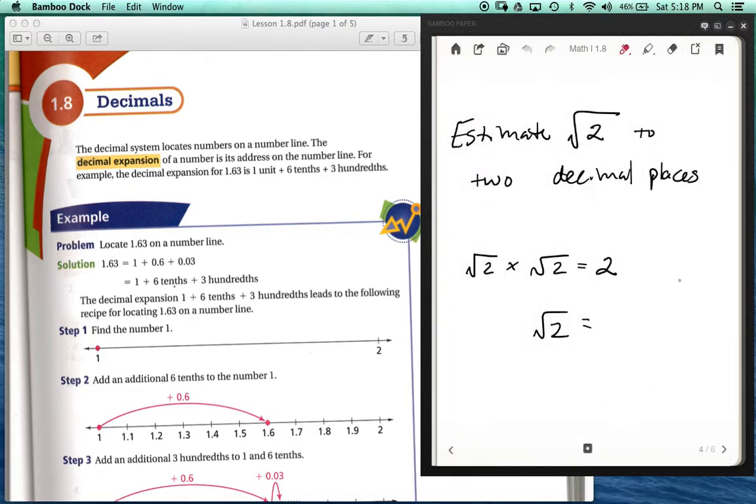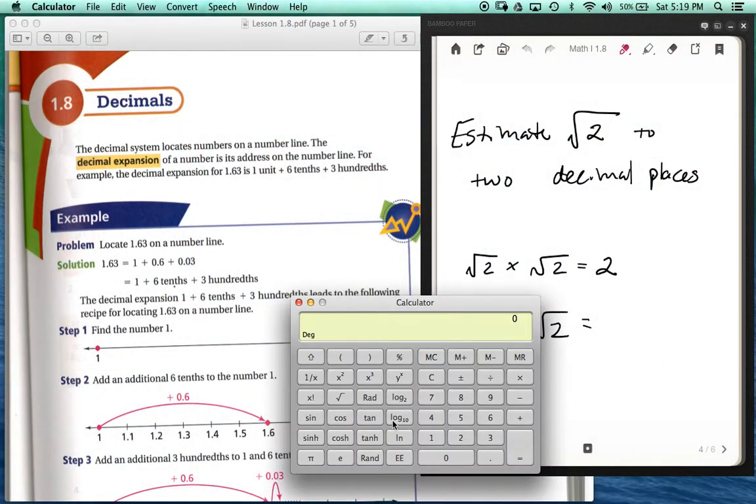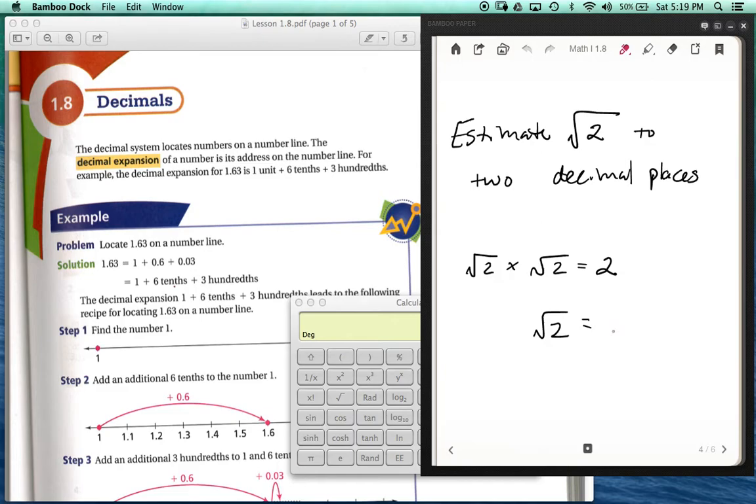So if we were to estimate the square root of 2 to 2 decimal places, first we have to know what the square root of 2 means. It means whatever this number is times that same number is going to equal 2. So to figure out what the square root of 2 is equal to, we're going to pull up our calculator, and then we're going to type in 2 square root, and there we are. So we want it to 2 decimal places. We're going to go with 1.41. If this were a 5 or more, we would bump this up, but 1.41.